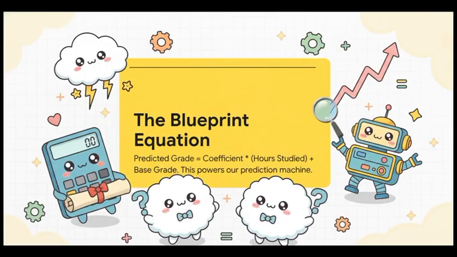And here's what that blueprint looks like in math terms. Our entire job, the whole thing, boils down to finding the two missing numbers here. The coefficient, that's just a fancy word for the power of each study hour, how much each hour is worth. And the base grade, well, that's the score you're starting with before you even begin. Once we find those two numbers, we're in business.